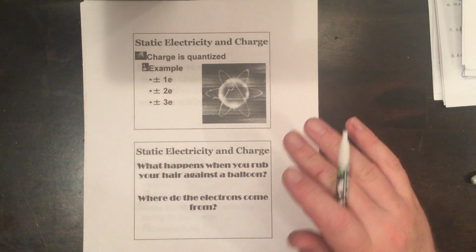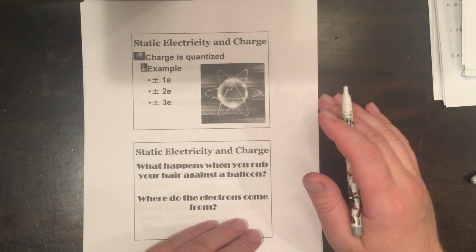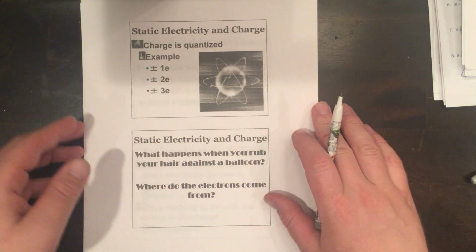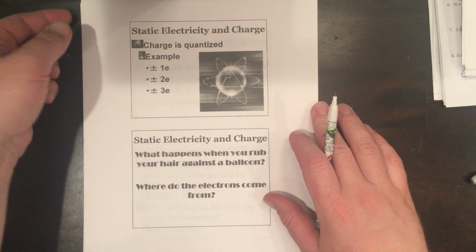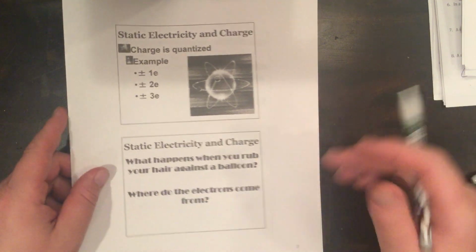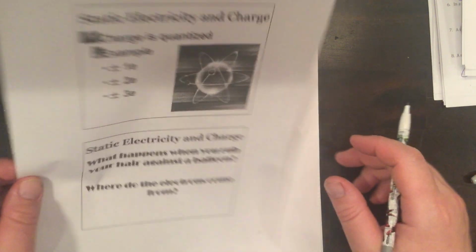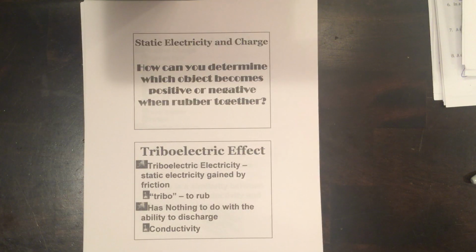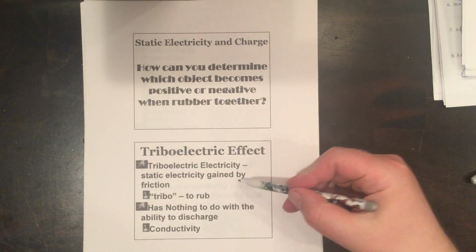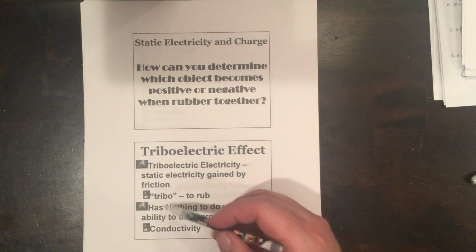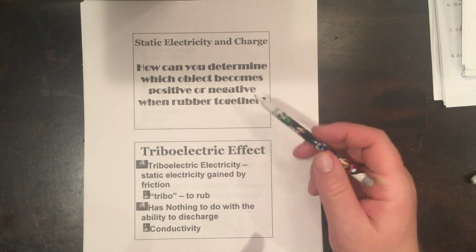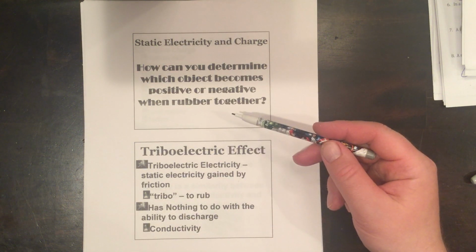So we get into something called the triboelectric effect, okay? So what happens when you rub your hair against the balloon? I think if everybody's done it, then you can see that the hair will stick up after if you bring the balloon close. Why is that? Okay. So down here it's called the triboelectric effect. Tribo meaning to rub. So basically you have to look at both materials, okay?